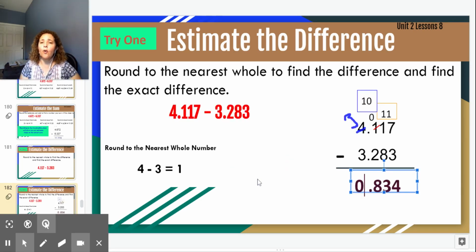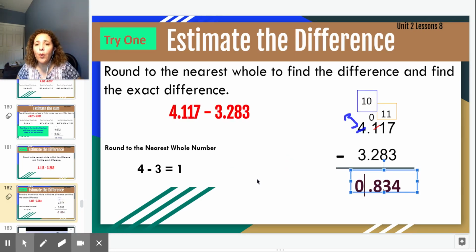All right, so for this one, when I rounded 4.117, I got a 4. When I rounded 3.283, I got a 3. 4 take away 3 is 1. If I actually did the work right over here, then you would see that 0.834 is close to 1. So I know that my answer is reasonable and it's correct.